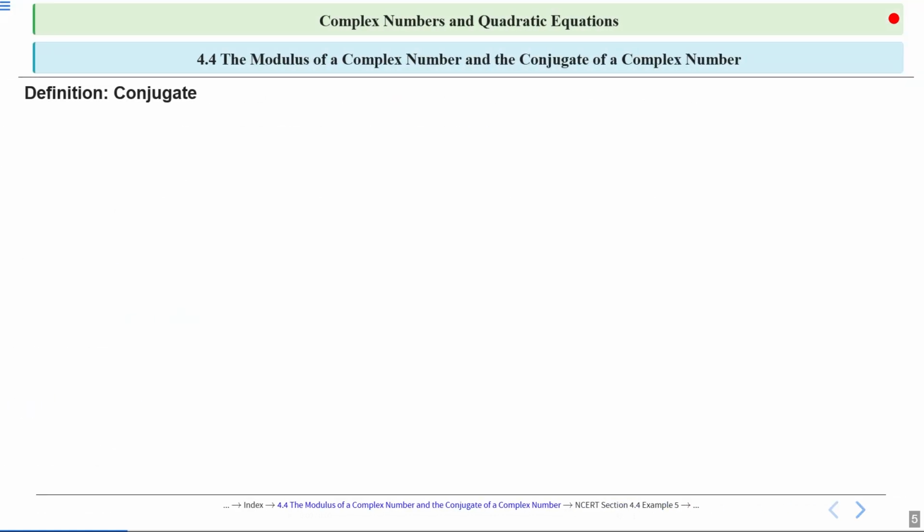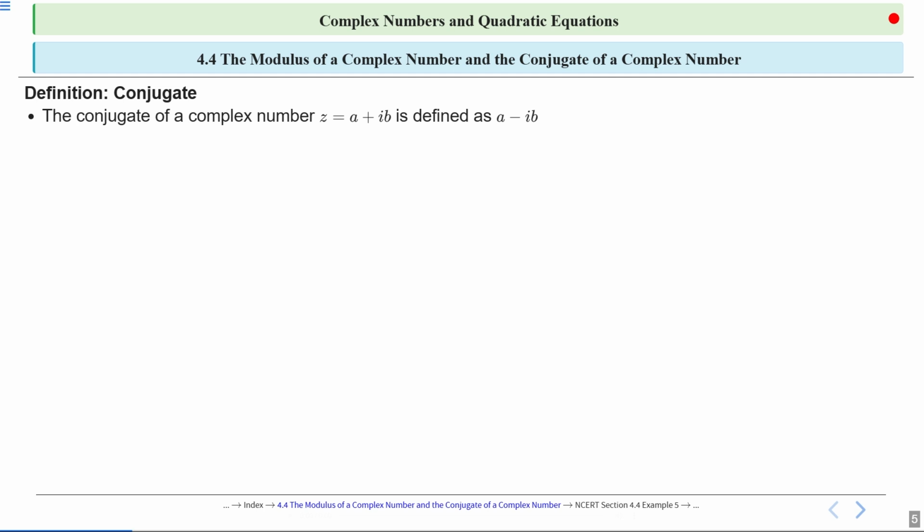Now, we are going to talk about the concept of the conjugate of a complex number. This is an important idea in complex numbers and quadratic equations. We will now see what a conjugate is, how it is written, and what it looks like both algebraically and geometrically. So let's start by defining what we mean by the conjugate. Let's examine the definition.